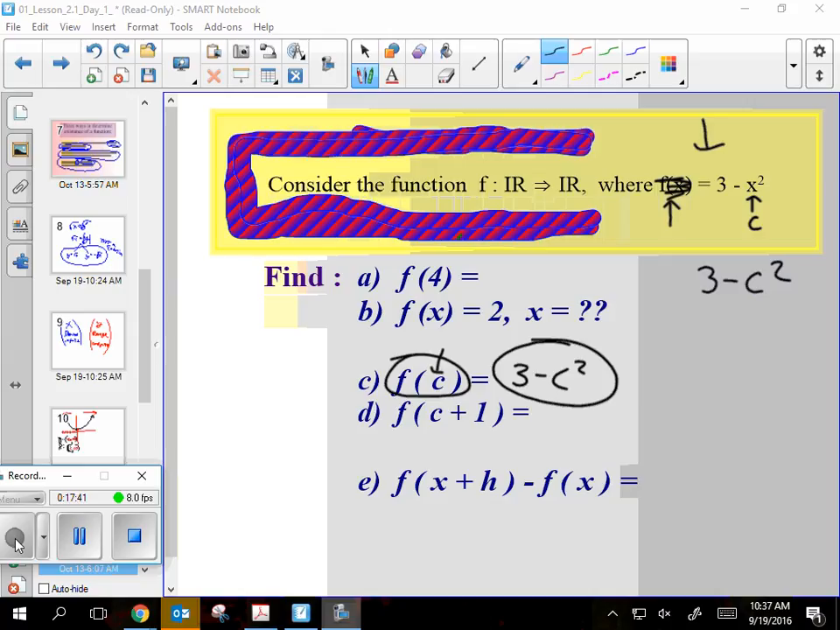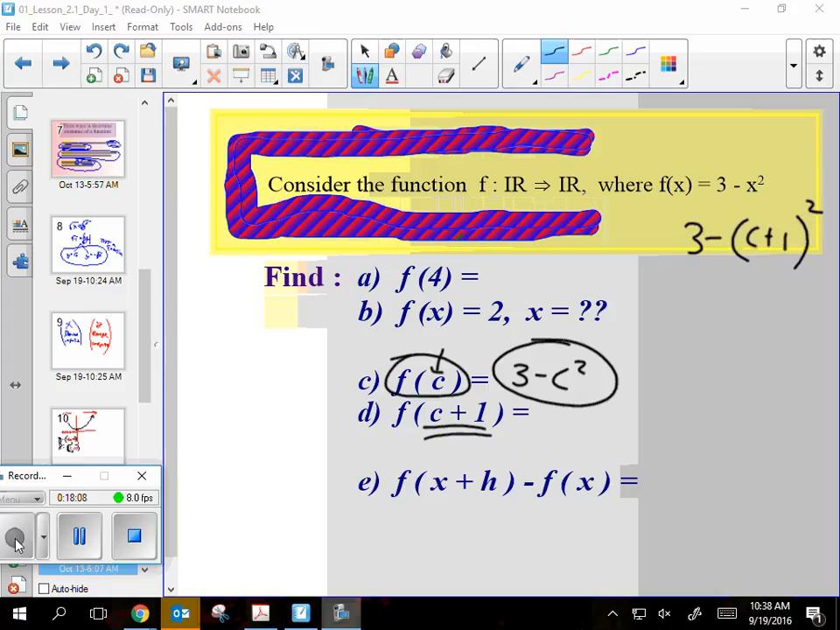Okay. This next one is f of c plus 1. That's still the x spot. That's supposed to be f of x, right? So they're saying make x into c plus 1. So now it's 3 minus (c plus 1) squared. Now this one has to be all multiplied out. I hope you don't fall into a little trap.